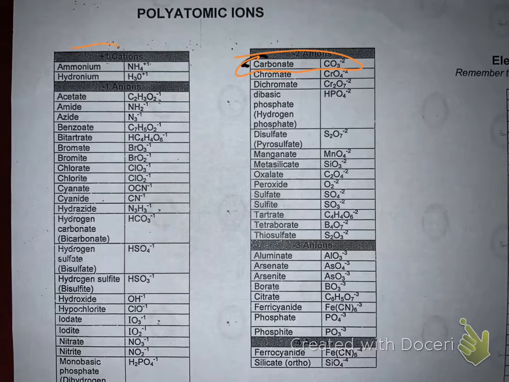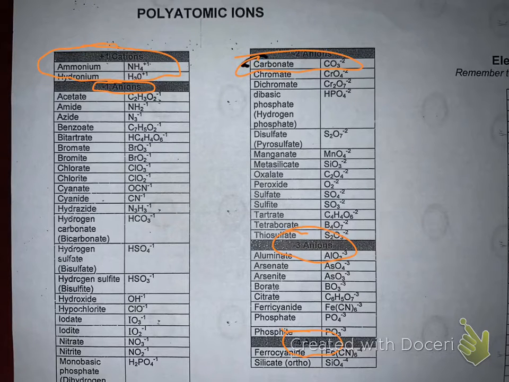Here you've got your positive one ions, your cations. You don't really use hydronium. Mostly the only one we use is ammonium. And you'll see it a good bit. Now with ammonium, because it is a positive charge, we're not ever going to change the name on it. You've got your negative ones right here. You've got your negative twos, your negative threes, and your negative fours, which there aren't a lot.